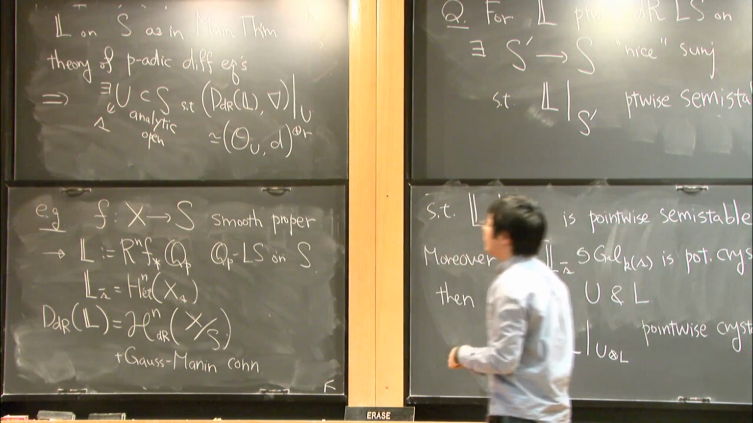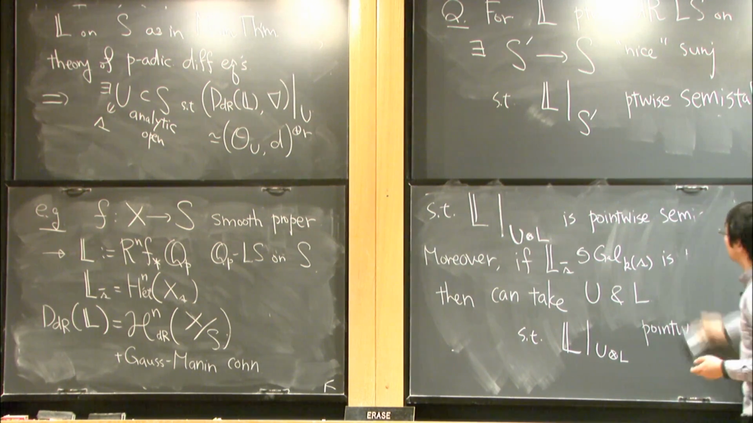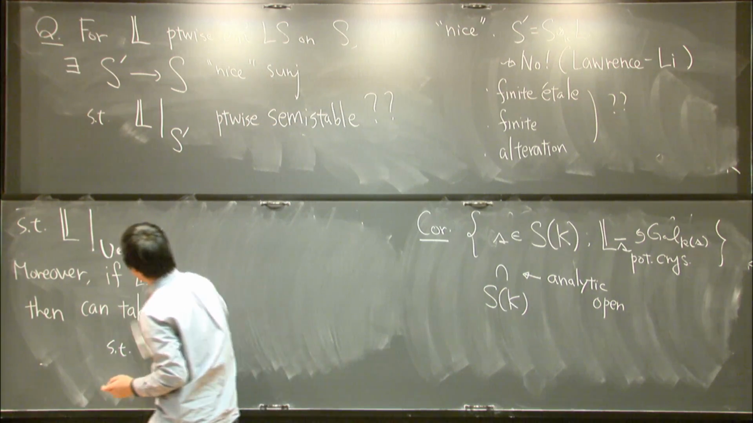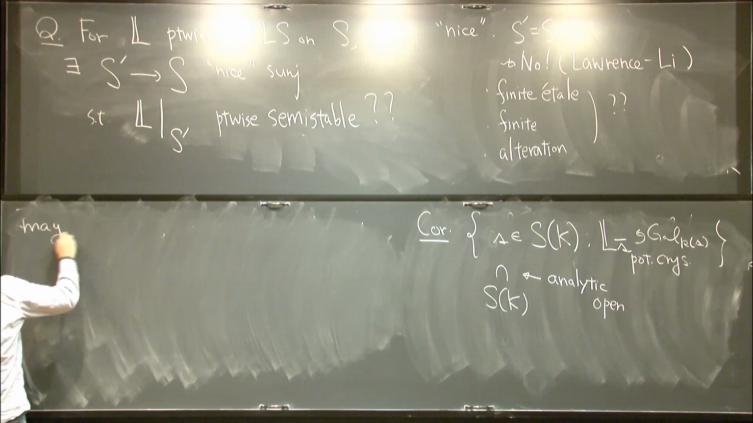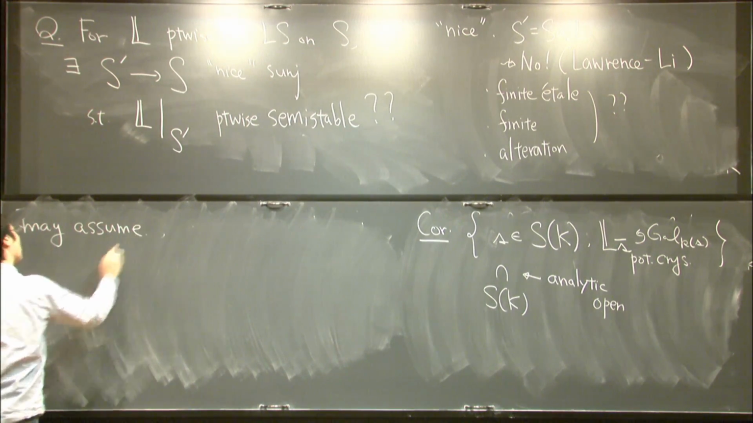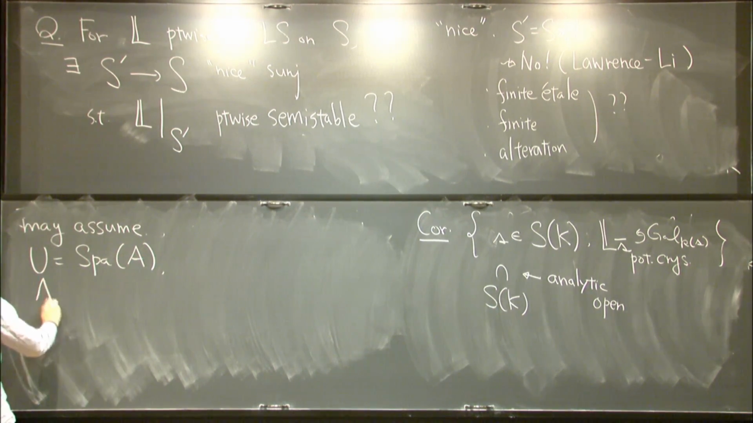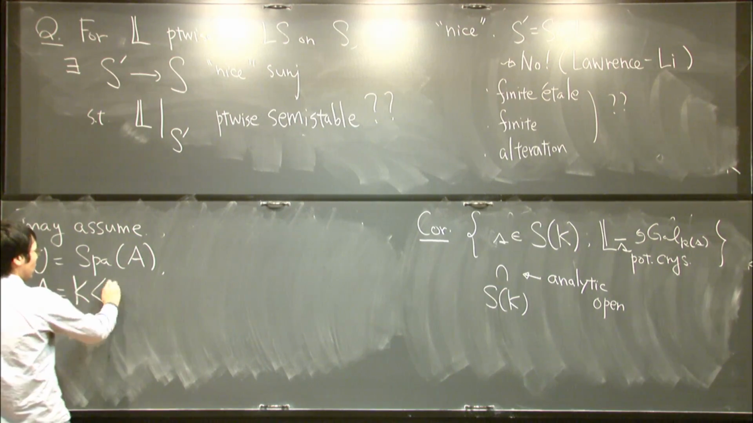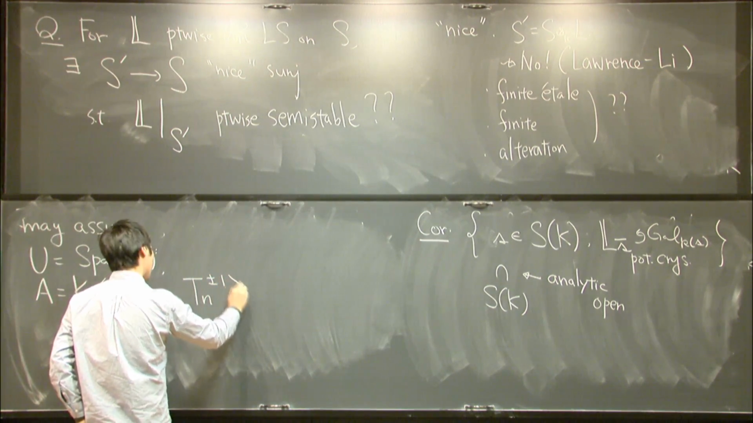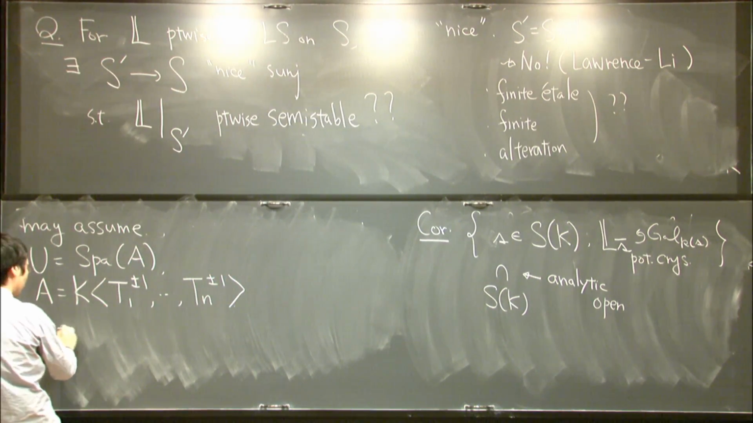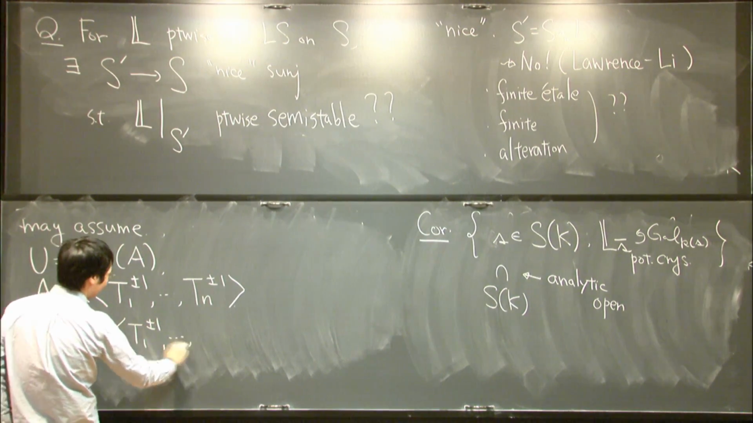And then if you want, you can further shrink my open U so that you can assume my U is isomorphic to a rigid torus. So we can also assume U is Spa of A, where A is a ring of this form. If you have never seen this, sorry, I think it looks a bit stupid.